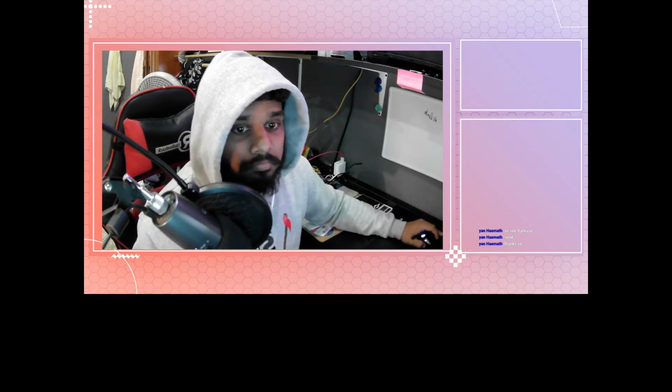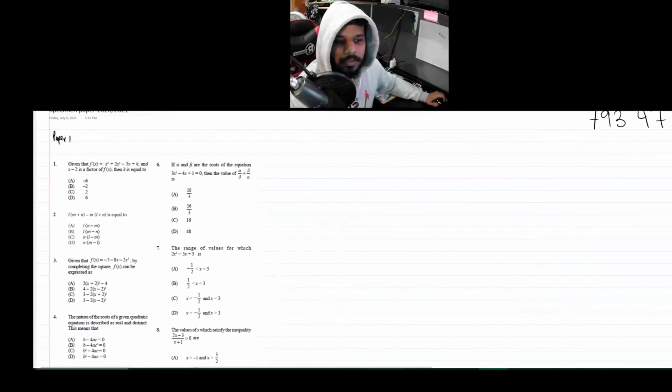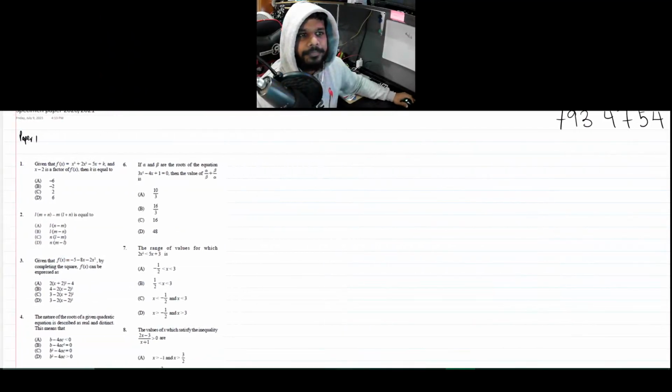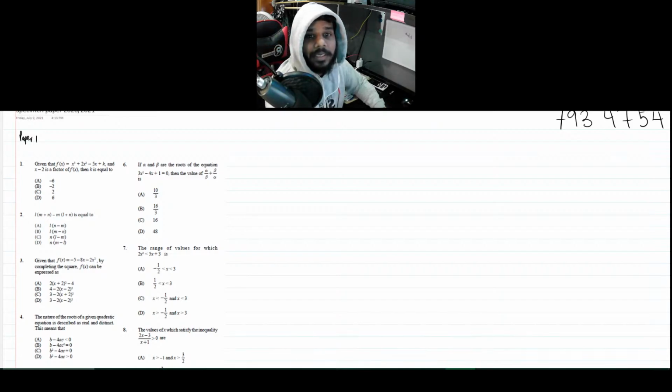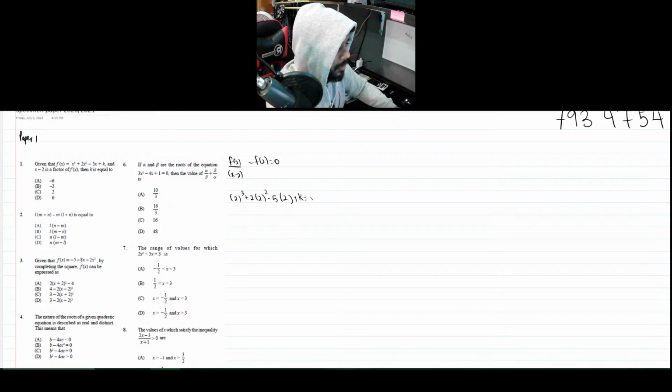Alright. I'm going to change this back here. Given that f of x is equal to so by so and x minus 2 is a factor of f of x, then k. This is the exact same format of number 1 we did in the previous paper. So we have f of x over x minus 2 is equal to f of 2, which is equal to 0 because they say x minus 2 is a factor. So 2 cubed plus 2 into 2 squared minus 5 into 2 plus k is equal to 0.